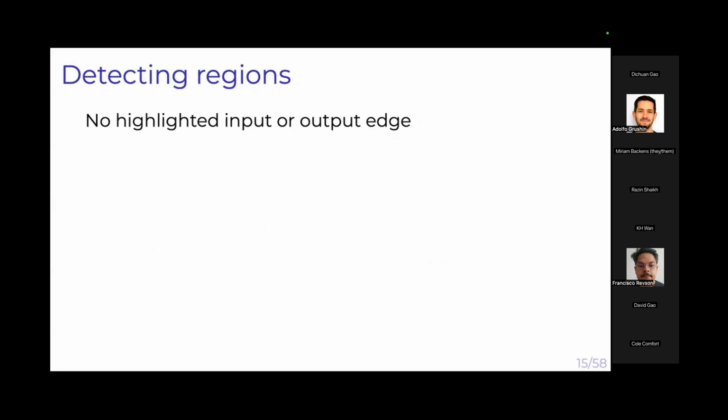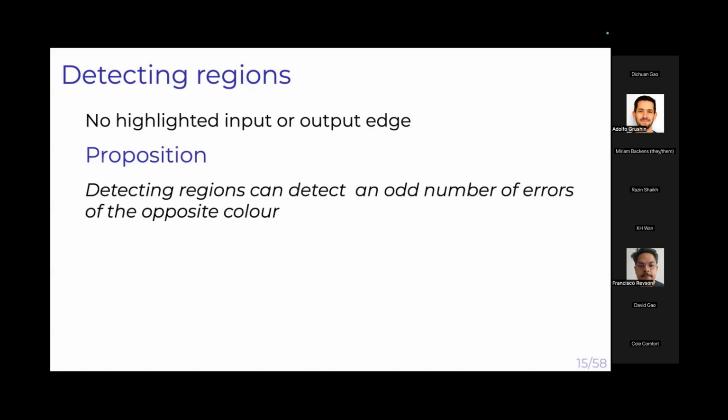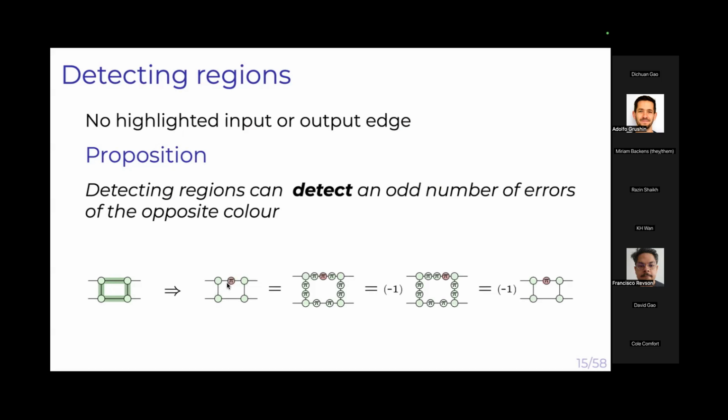And lastly, detecting regions are polywebs with no input or output edges. And a nice proposition we have is that a detecting region can detect an odd number of errors of the opposite color. And we have a nice proof for this. Just a simple example would be this. So let's say an error happens here. In this case, this is how our diagram looks with the error applied.